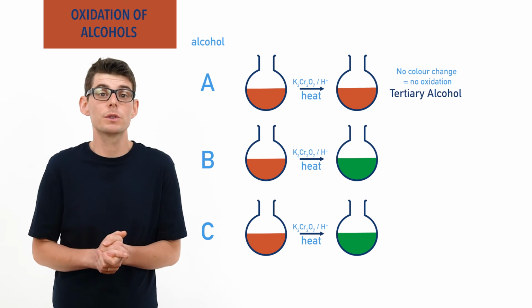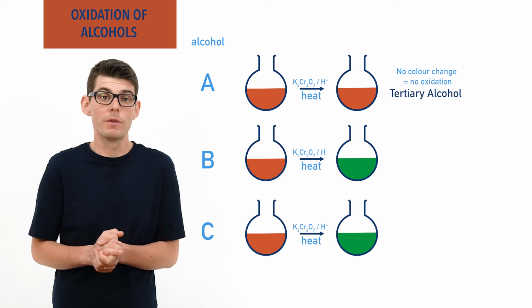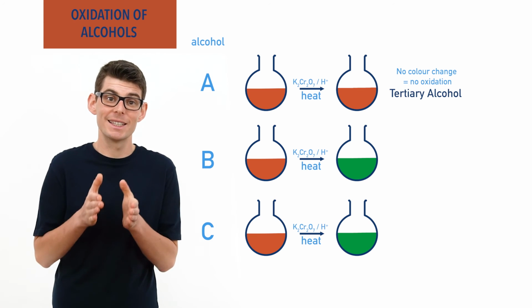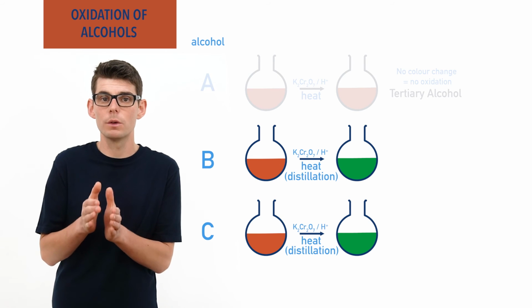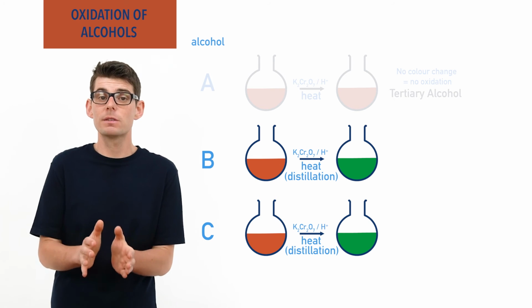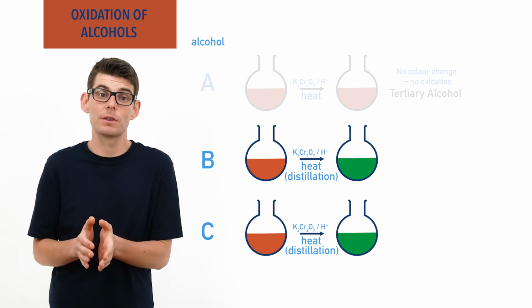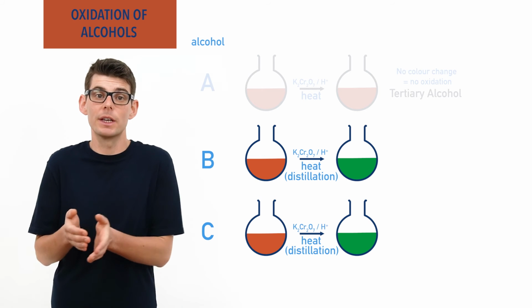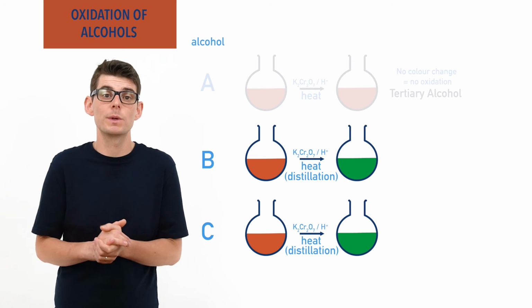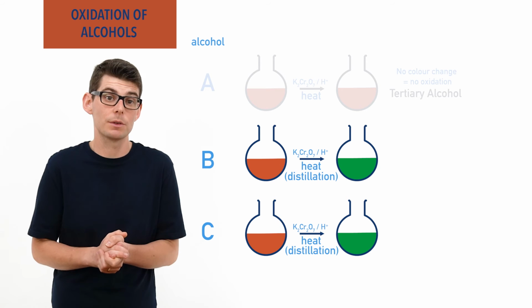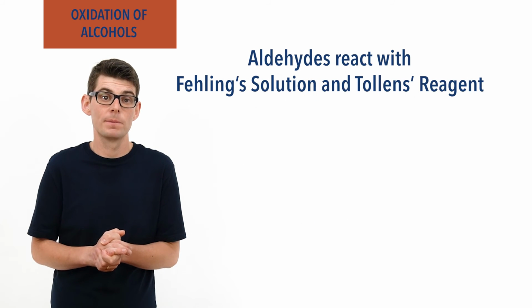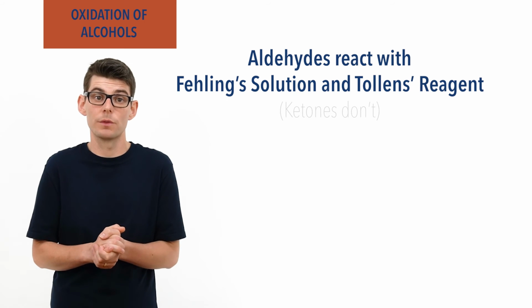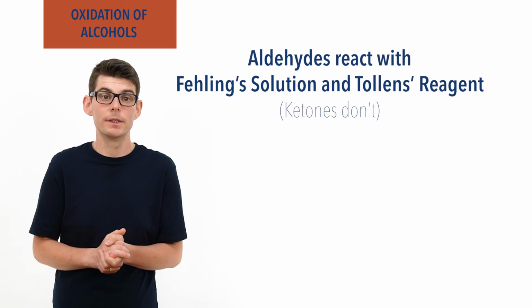Now we need to distinguish between the primary and secondary alcohol. By heating the two solutions left, B and C, with acidified potassium dichromate and distilling the products, we ensure that the primary alcohol only goes to an aldehyde. This means one of the distillates now contains an aldehyde and the other a ketone. There are two tests we can use to confirm the presence of an aldehyde: Tollens reagent and Fehling solution. Ketones don't give a positive result for either, only aldehydes.